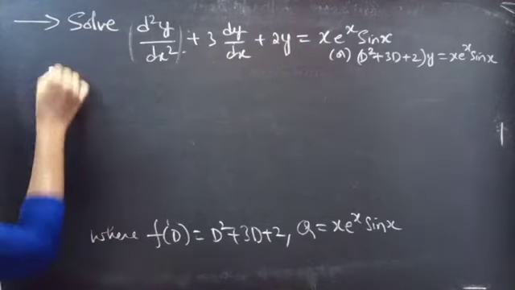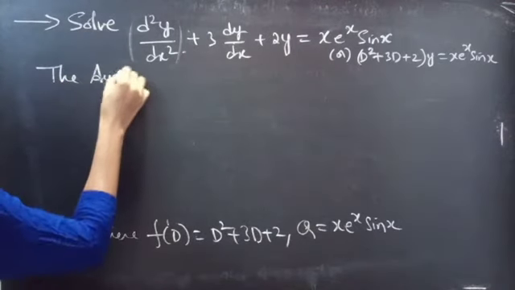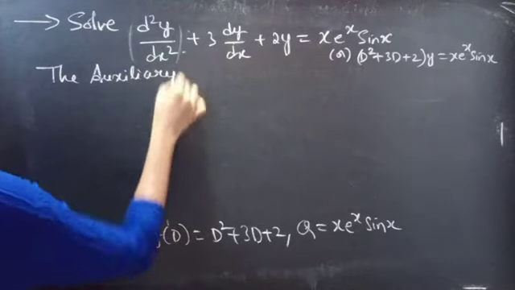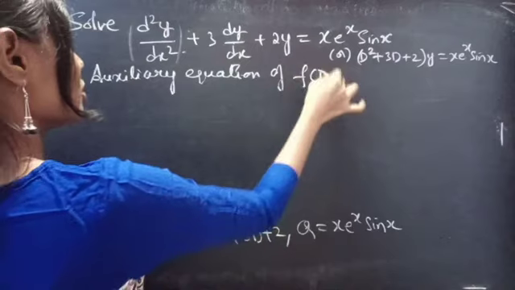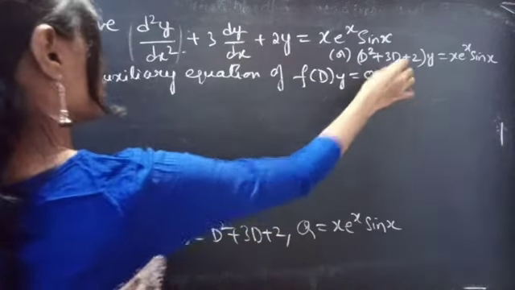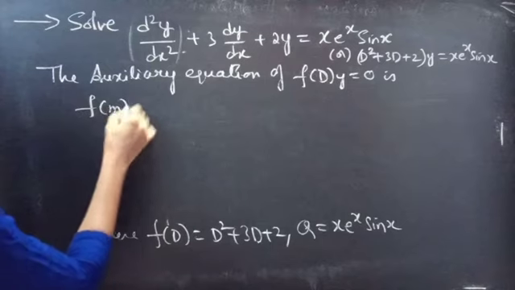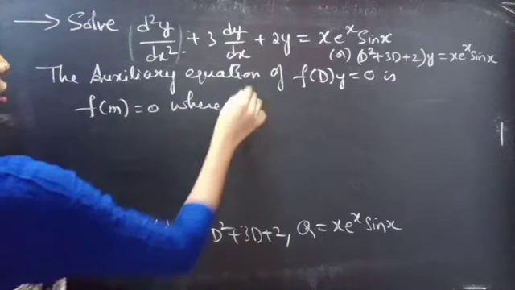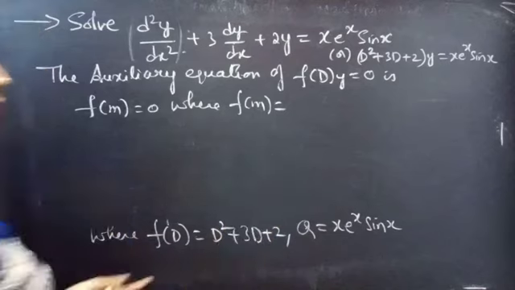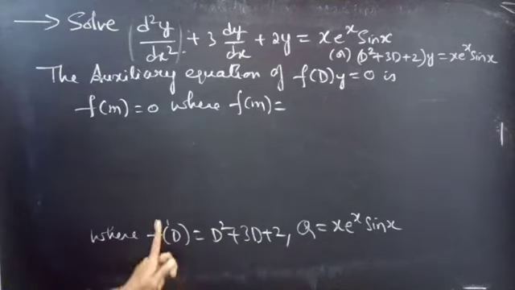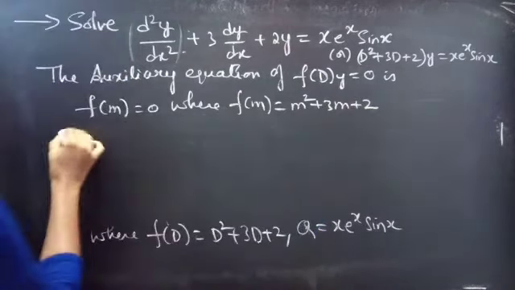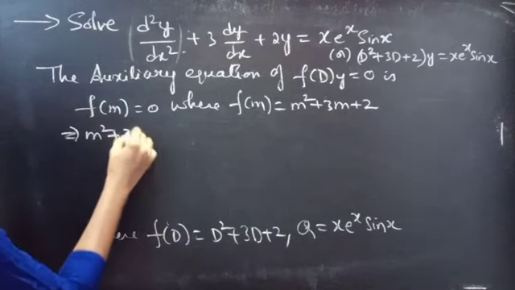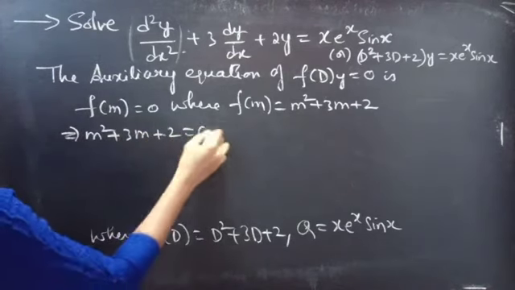We know that the auxiliary equation of the homogeneous equation f(D) y = 0 is f(m) = 0, where f(D) = D² + 3D + 2. Let's replace the differential operator with m, so that we'll get f(m) = m² + 3m + 2. Then our auxiliary equation becomes m² + 3m + 2 = 0.